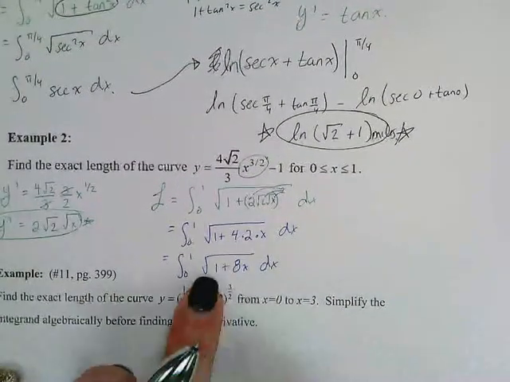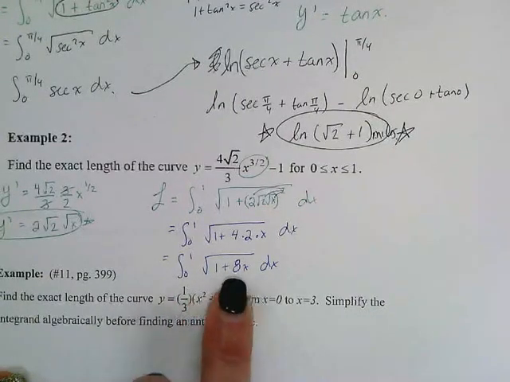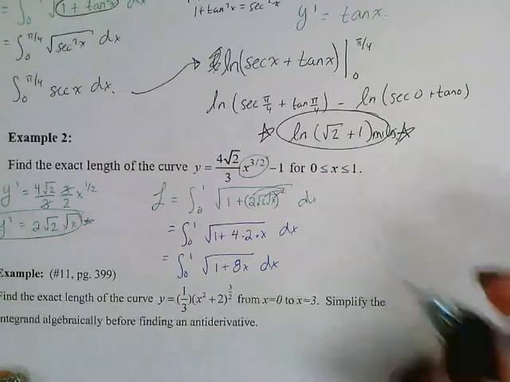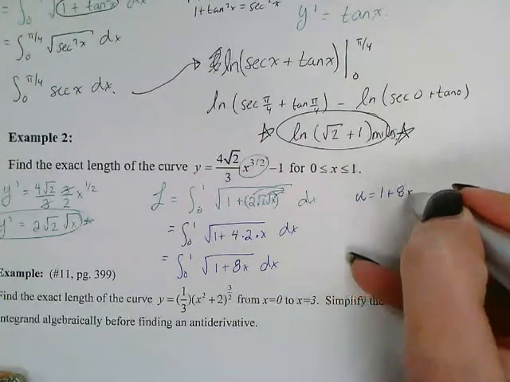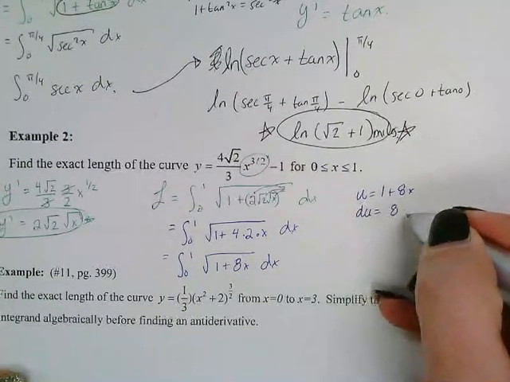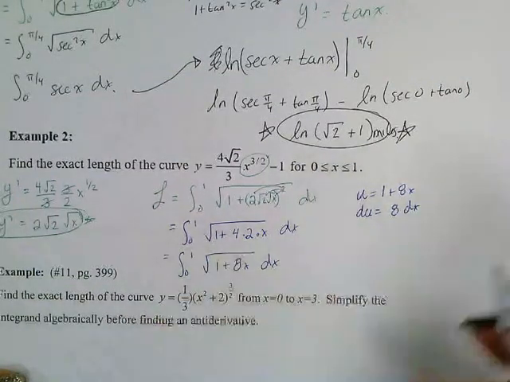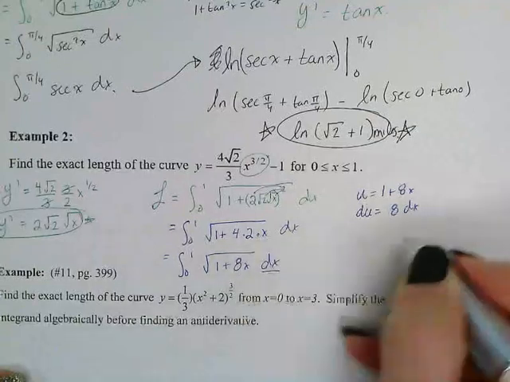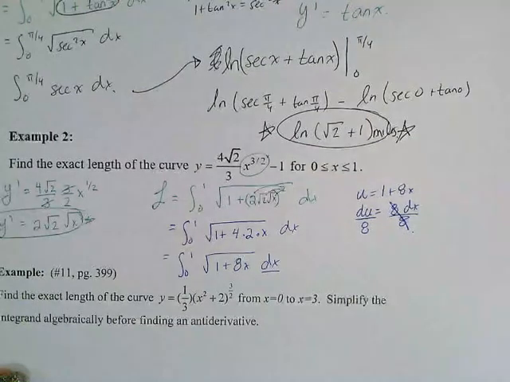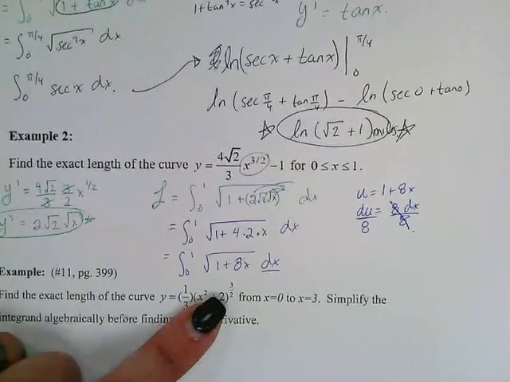And then you can use u substitution. Because it's linear, you can use u substitution. Because if u is 1 plus 8x, what is du? 8 dx. But I don't have an 8 on the outside, so what do I want to do? I want to get the dx by itself, so divide by 8 on both sides. Alright, you guys can stop the video here and complete this on your own and see if you get the same answer.